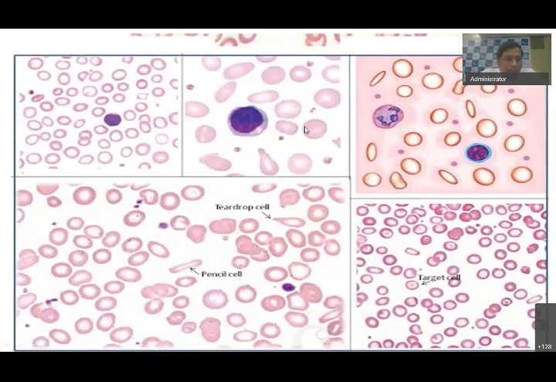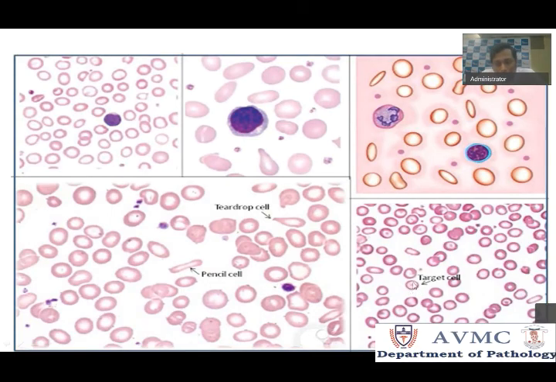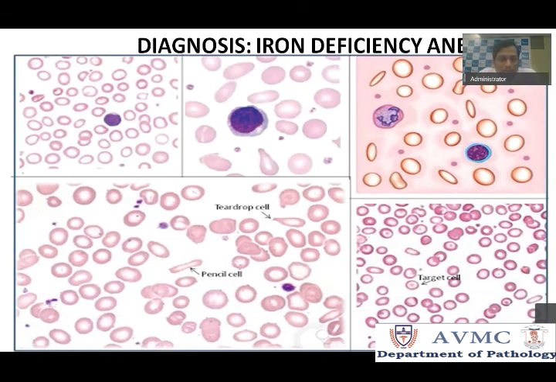Let's see some more fields. See, this is again one more field where you find predominantly microcytic hypochromic RBCs, and you can also find the teardrop cells. As I said, you can find some pencil cells, and you find something like this one. This is called a target cell. You know, this is looking like a target. In archery, they used to shoot at a target, right? So this is called a target cell. You can find one more here. So these are target cells. So you find microcytic hypochromic anemia with marked anisopoikilocytosis. So this is a classic picture of iron deficiency anemia.